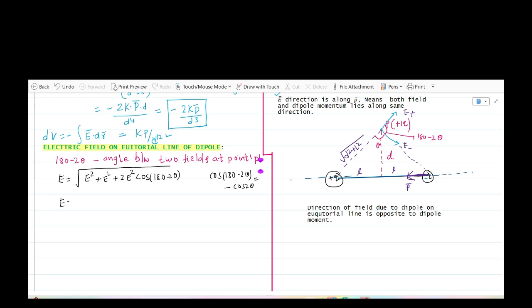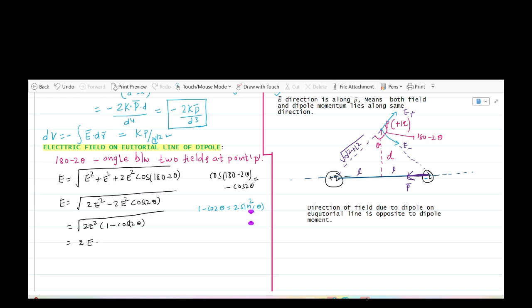So therefore E is equal to root over 2E square minus 2E square cos 2 theta. 2E square take common. The 2E square in vectors, these formulas and all we have already solved. For newly who are listening to this concept, for their purpose I am giving everything neatly. So we know 1 minus cos 2 theta is equal to 2 sin square theta from the cos 2 theta formula.